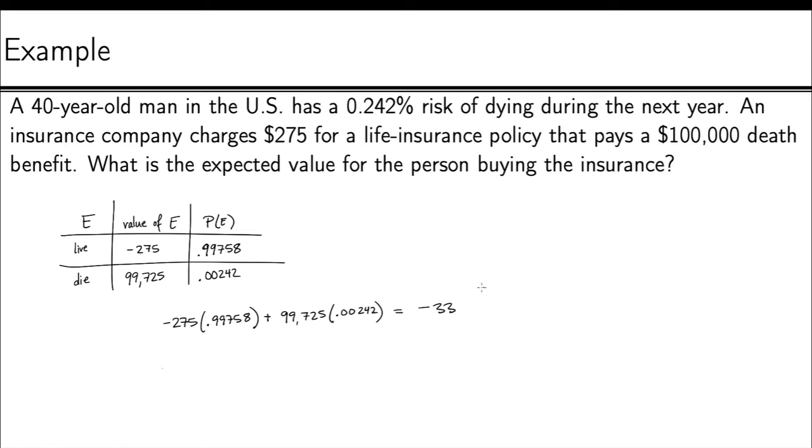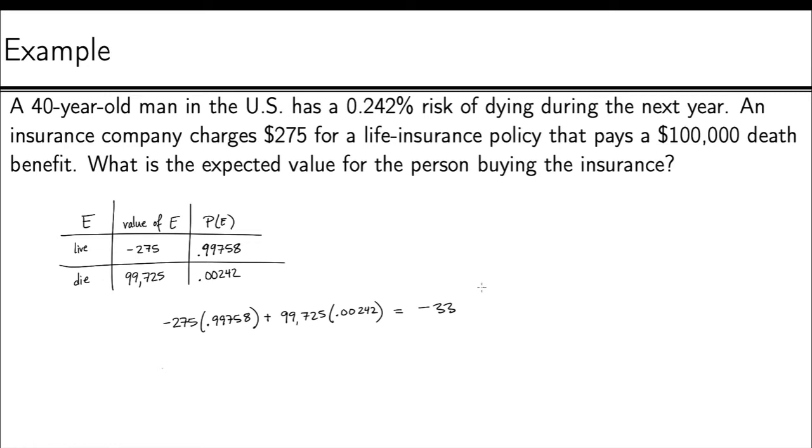So what this means then is that the person paying for this life insurance expects the long-term cost of such a policy would be about $33 for the year. So really what this means is, is the peace of mind of having a life insurance policy such as this worth $33? Because that's kind of what the expected value is.